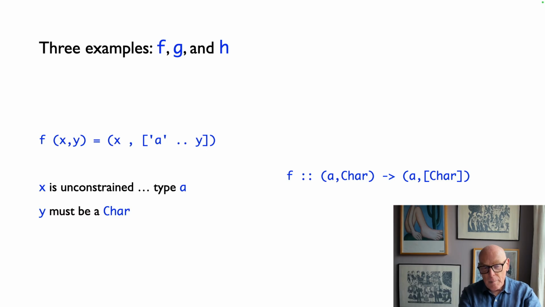On the other hand, we're using y in a range for an enumerated type, and the first element of the enumeration is a character. So y must itself be a character. So that tells us that the inputs are a pair of an element of type A and a character, and the result is a pair where the first element is of type A again, and the second is not a character but a list of characters. So we have our function f taking x, y to x and this range of characters. So there's our function f.